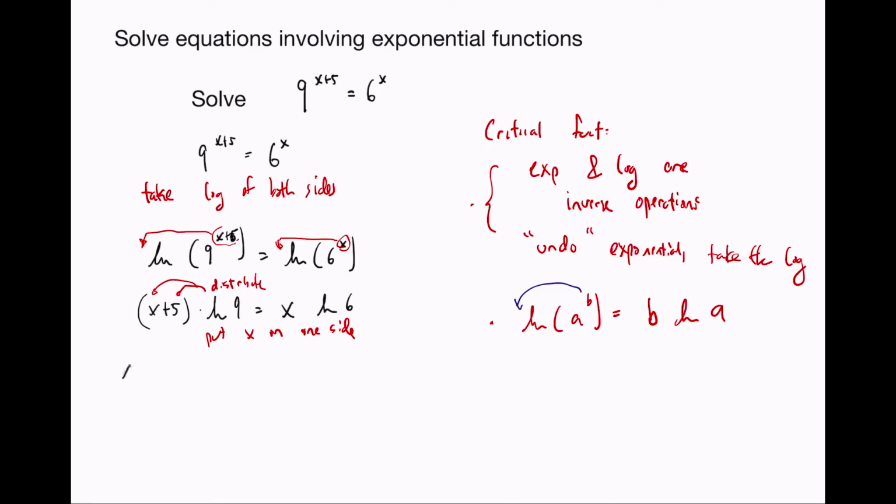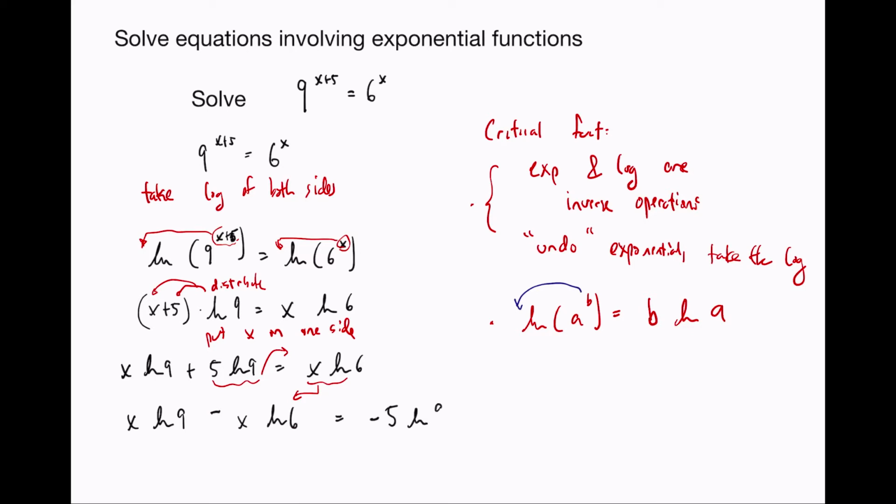And I'll have x times natural log of 9 plus 5 times natural log of 9 equals x times natural log of 6. And now I need to get my x's on one side, so we're going to move that to the other side, and we're going to move that to the right-hand side. So then I'll have x times natural log of 9 minus x times natural log of 6 equals minus 5 times natural log of 9.